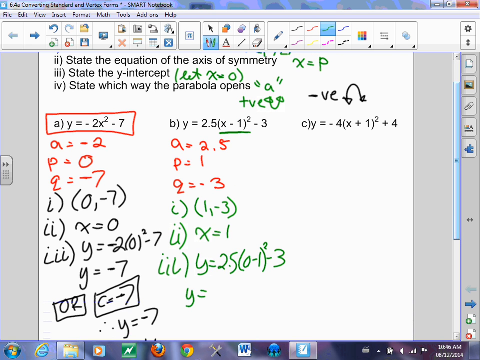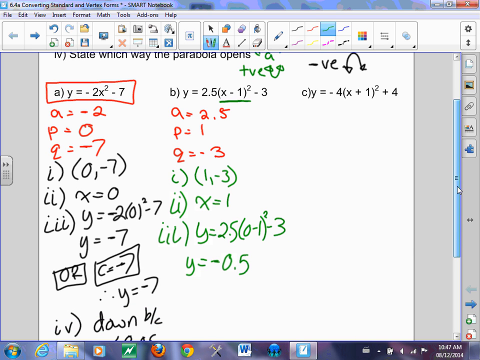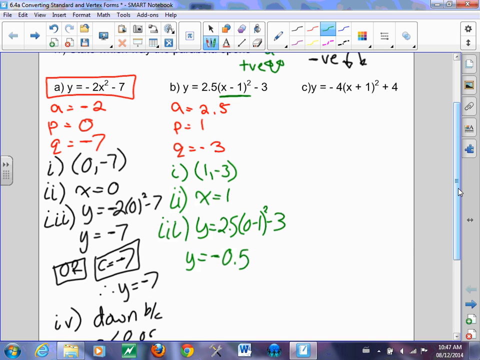Y equals, plug that in your calculator, ladies and gentlemen, negative 0.5. Okay, this is not in standard form, so you can't be taking a look at just the c value here, because there's no c value here. There is a q value. It's just a special case in A where the q value actually equaled the c value, because there was no bx term. If we expanded this out, there'd be a bx term, and there'd be a constant here that we'd have to collect like terms with.